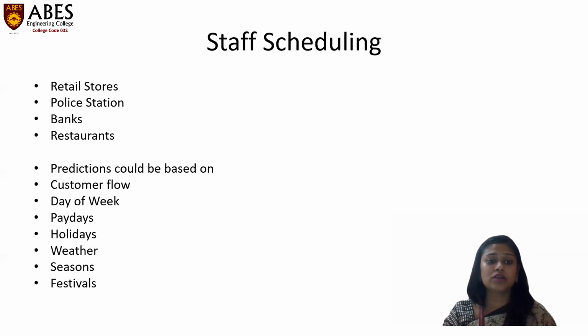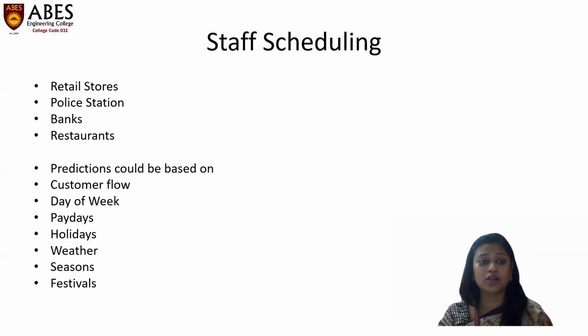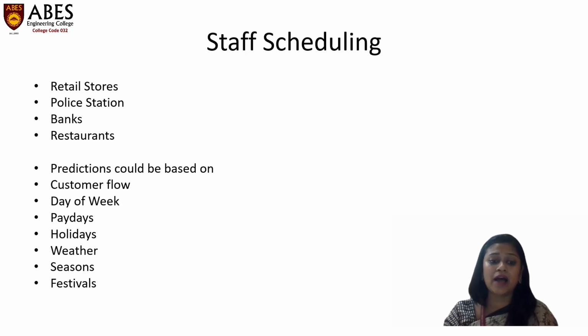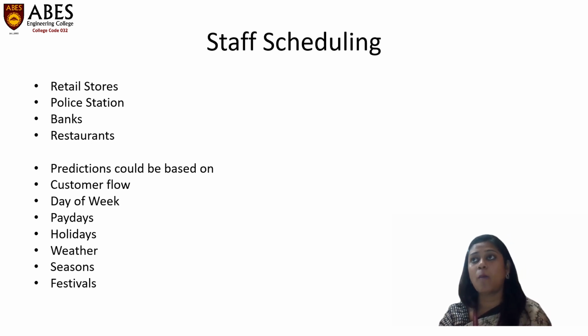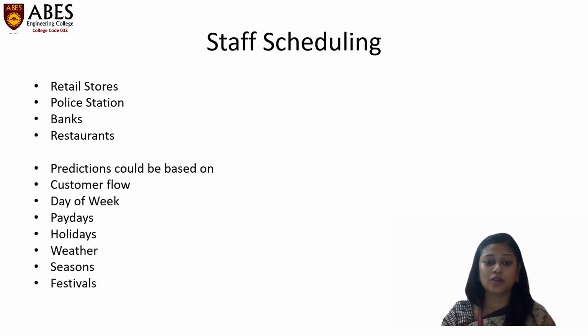Another application is staff scheduling. So we can schedule the staff. These can be different projects if you want to work on that particular application, like retail stores, police stations, banks, restaurants. What will be the prediction? Based on our prediction, how much staff is required in that particular environment depends on the customer flow, day of the week, paydays, holidays, weather, season, and festivals.